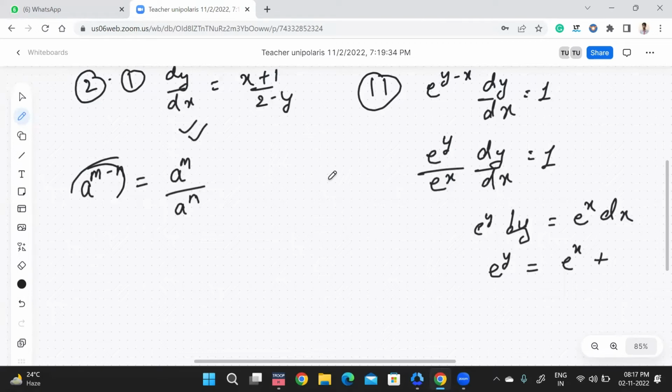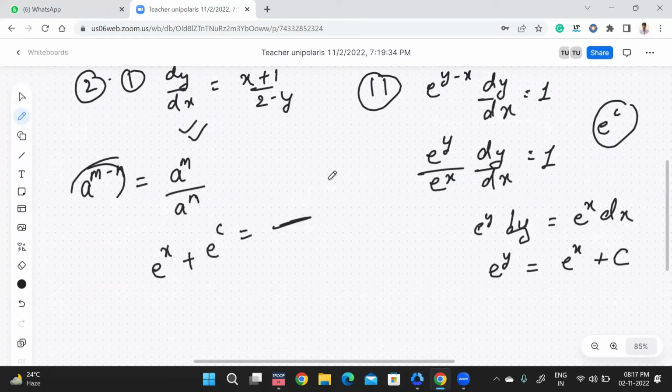In this case, it's not e raised to the power c; this time we'll only take c. If we take e raised to the power c, nothing can be solved, because there is no property that says that if e raised to the power x plus e raised to the power c is written, you can simplify it further. So that's why we take it only as c, because e raised to the power c won't give us anything.